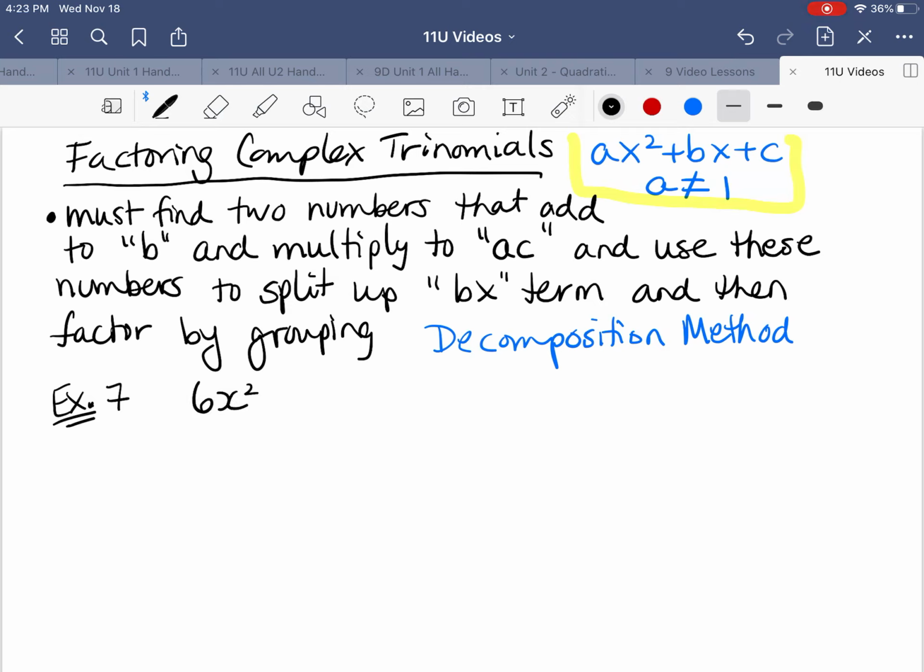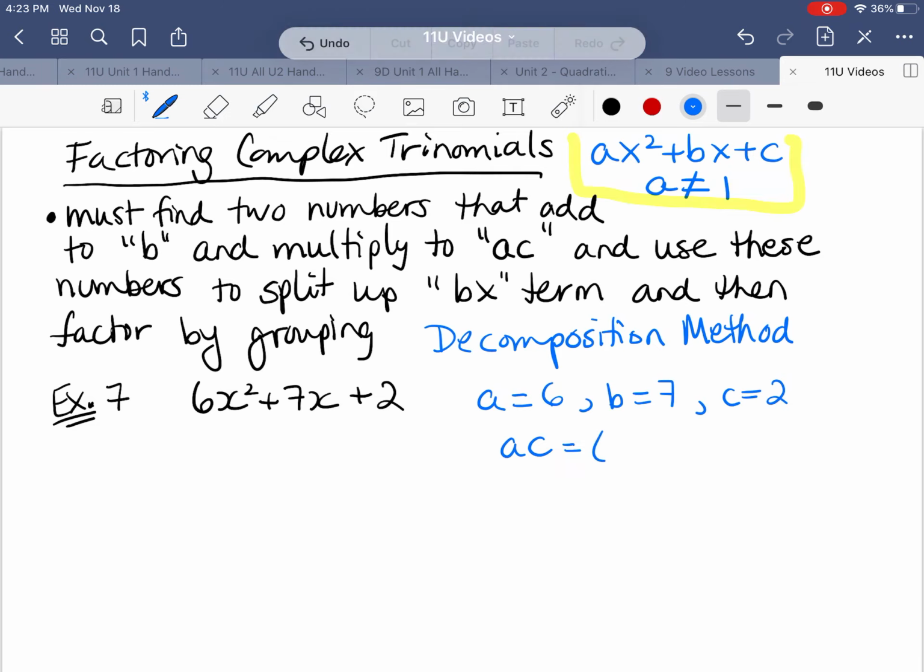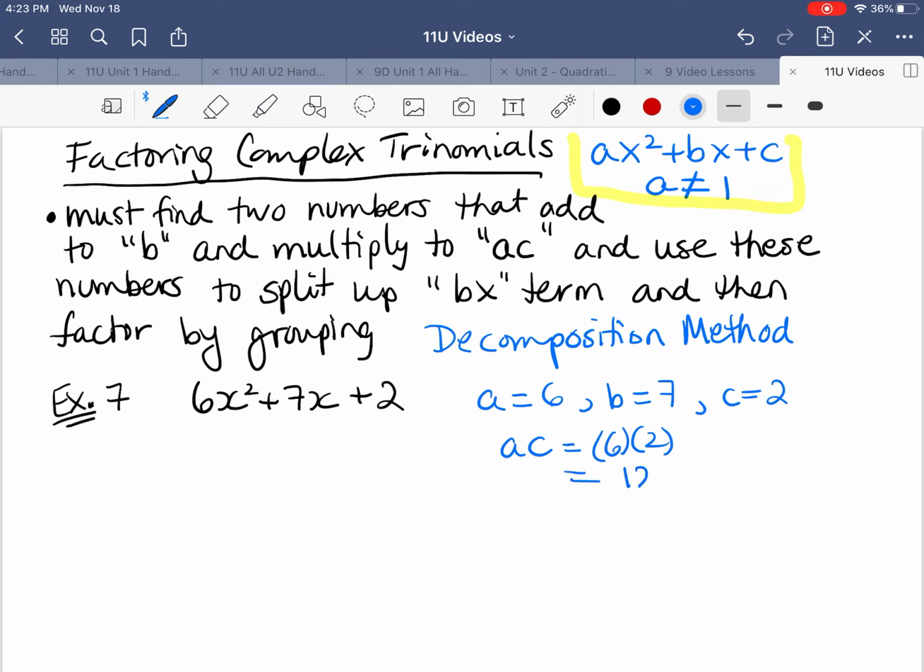So example 7, we have 6x squared plus 7x plus 2. So let's identify all of our different parts. So a is equal to 6, b is equal to 7, and c is equal to 2. Now a times c is equal to 6 times 2, which gives us 12. So we are going to do our list of pairs of numbers that multiply together to give us 12, and we should know it by now.